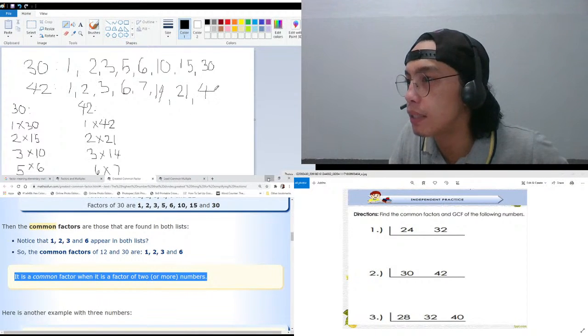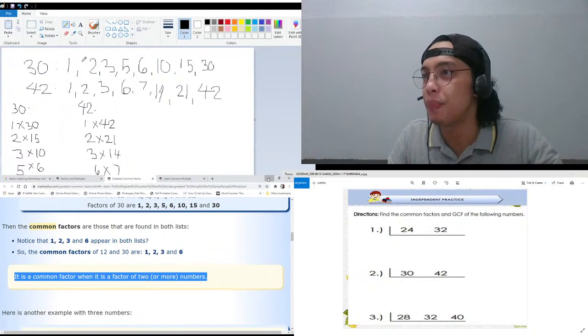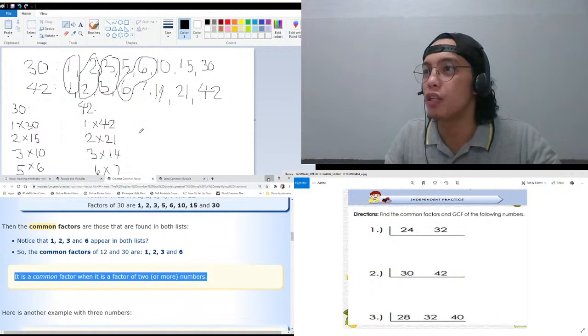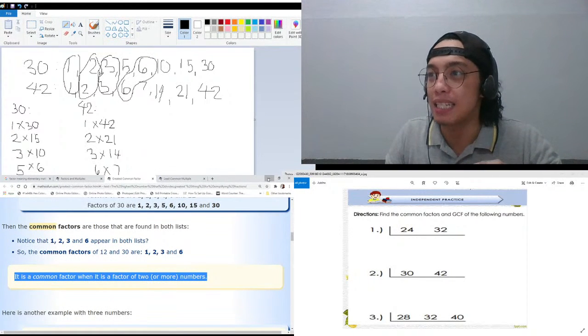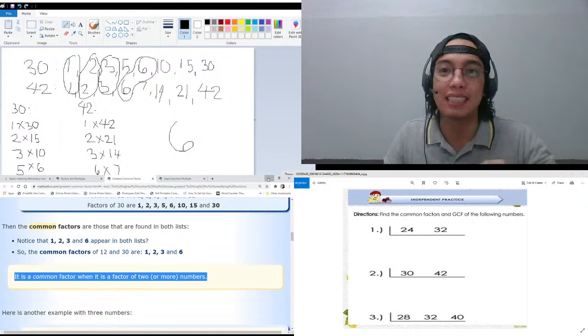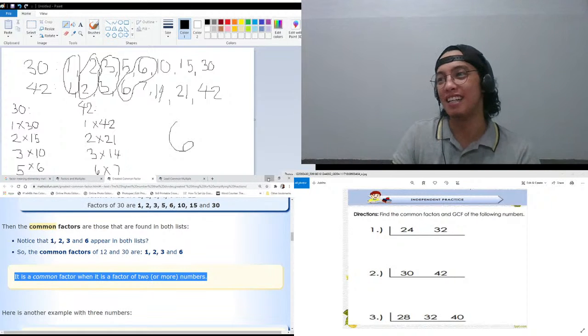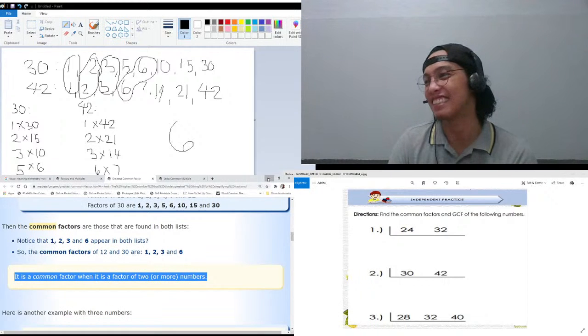Now, what we're going to do is select which ones they have in common. So 1 is common, 2 is common, 3 is common, 6 is common. The greatest common factor of 30 and 42 is 6. Okay, 1, 2, 3, and 6. So 6 is the answer. That's the greatest common factor of 30 and 42. Okay?